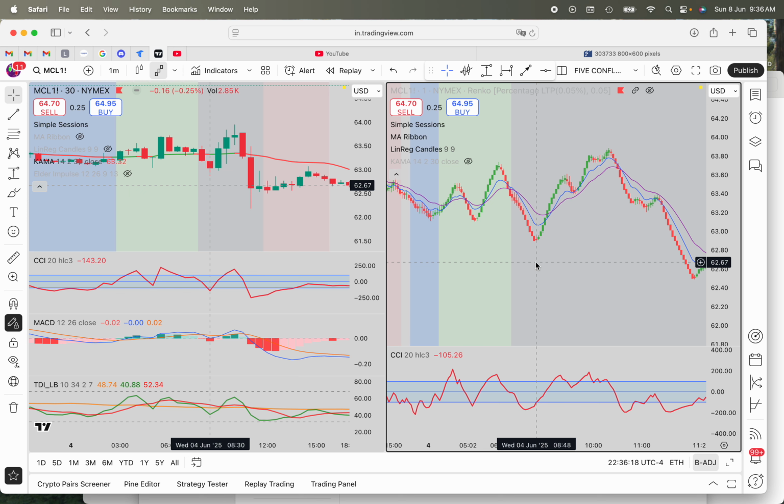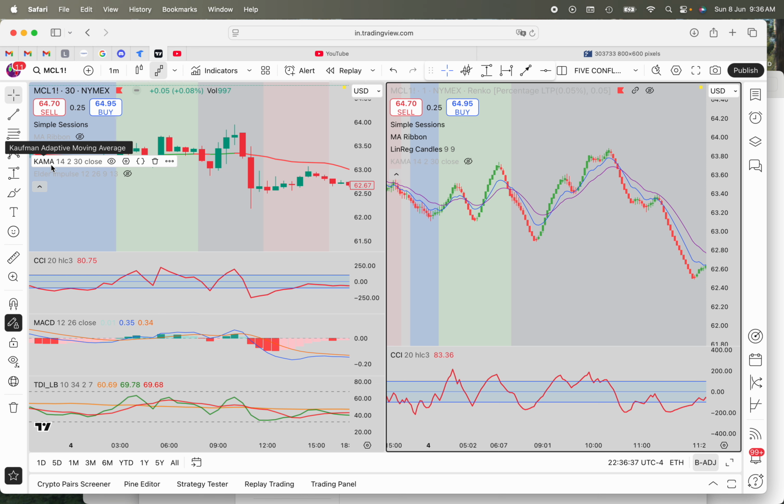So here's another idea, a concept to try and filter out these small situations we have with the Renko on the right hand side. On the left hand side is just a 30-minute bar chart. This is crude oil, okay, and let's just go through the indicators. On the left hand side we have the KAMA, the Kaufman adaptive moving average. We also have a CCI 20, an MACD, and this traders dynamic index.